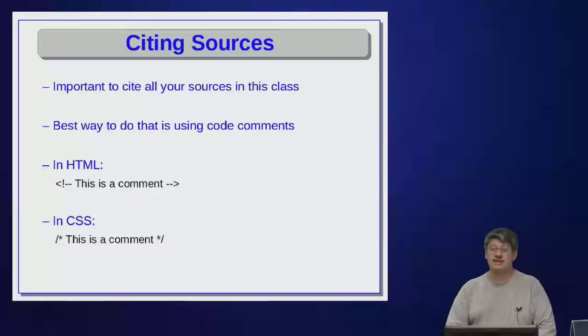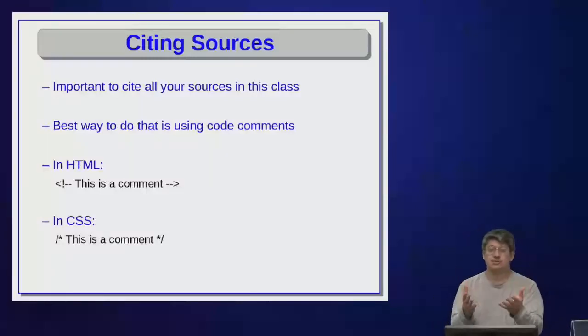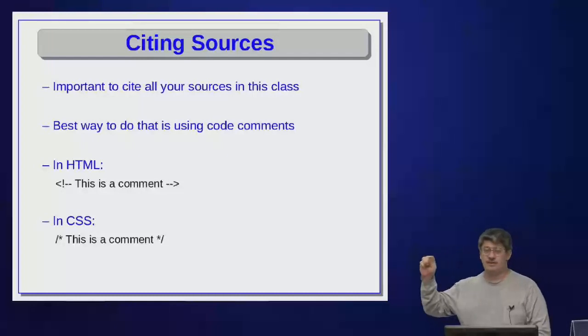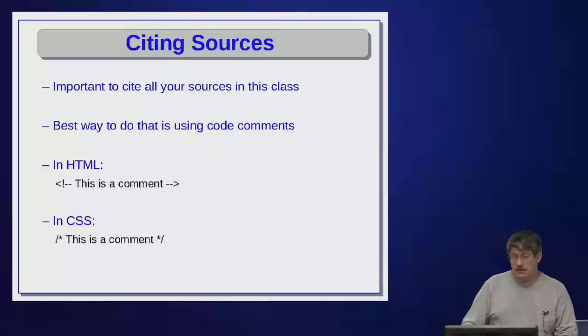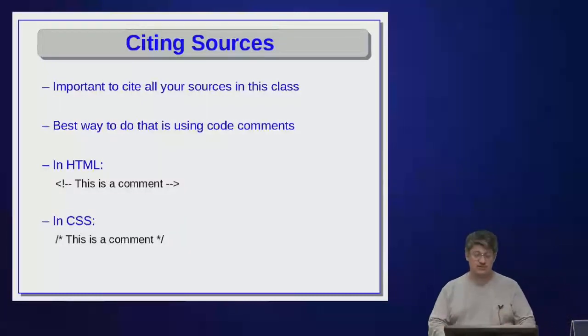And the best way to do that is to put a comment in your code. And that comment should go as close to the place where you use it as possible. So if you have an image file, right above the image tag, you should put a little comment that says, this image is from, and then the URL where you got it from. Now, we haven't talked yet about how to do that. So here's how you can add comments to your code.